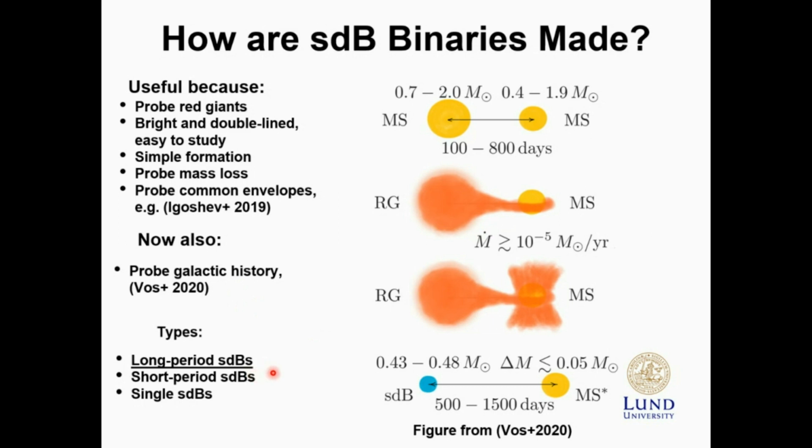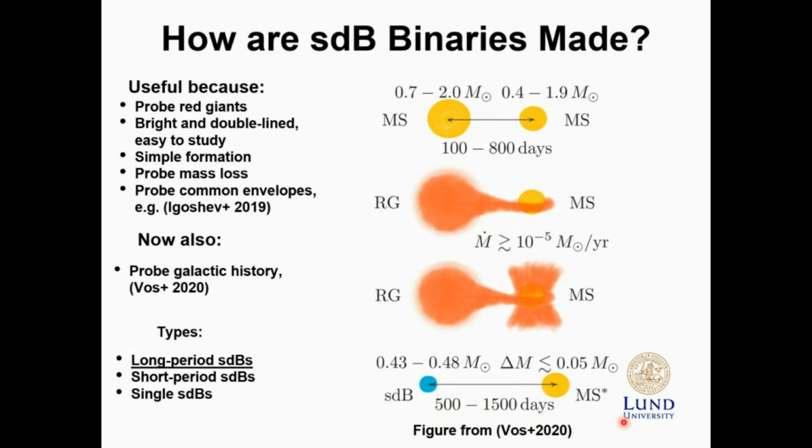Finally, those subdwarf B binaries can be of different types. They can have long periods, short periods, or they could be single. We're only focusing on long period SDB binaries, in other words, binaries which have a main sequence companion. So SDB stars which have a main sequence companion and which have orbits between about 500 and 1500 days. So typically a few years orbits.